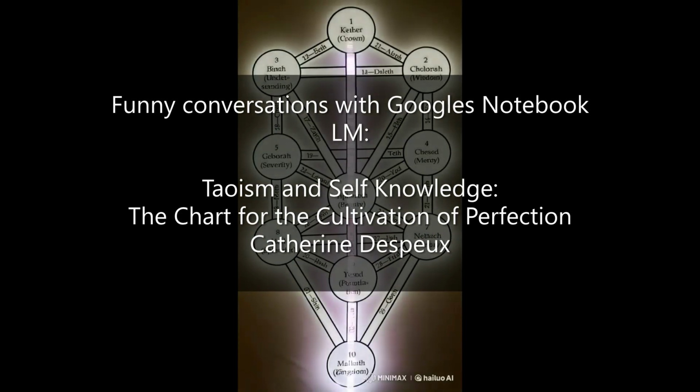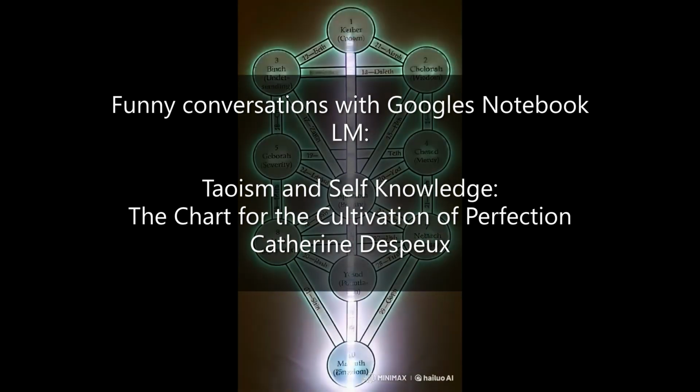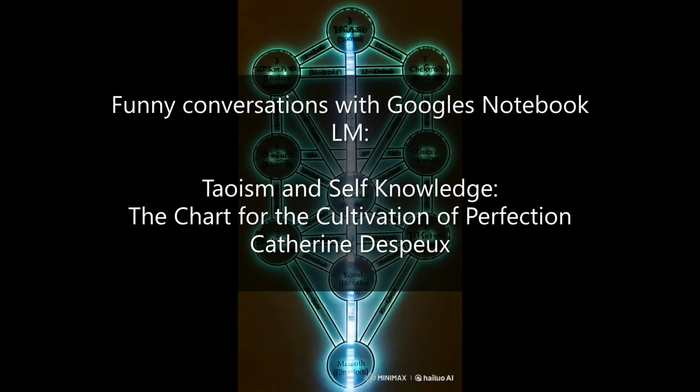Today we're going to be looking at Taoist body maps. Specifically, this one called the Chart for the Cultivation of Perfection. We've got excerpts from this whole book on it. We're really going to get into how Taoists viewed the body and all the crazy symbolism on this chart. Yeah, it's an amazing chart. So let's just jump right in.